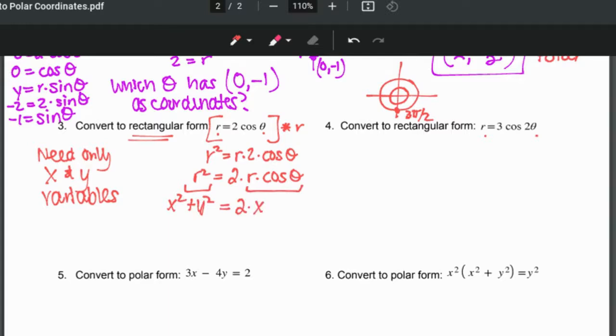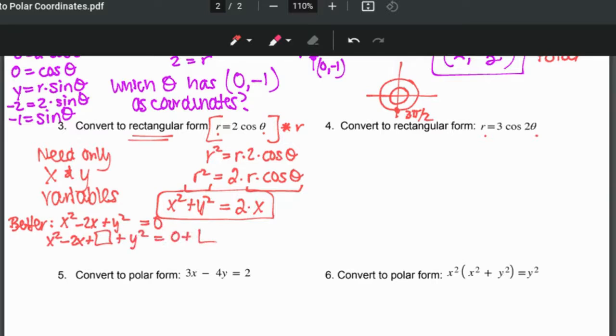Now, this answer is okay because it has x's and y's in it, so it is technically rectangular, but a better way or a more simplified way would be to maybe complete the square. So if I move everything over with x squared minus 2x plus y squared equals 0, I can complete the square and I get x squared minus 2x plus something, and then plus y squared equals 0 plus something. So to figure out what that something is, take half of negative 2, that's negative 1, and I square it, and that's 1. So whatever I add to one side, I add to the other side.